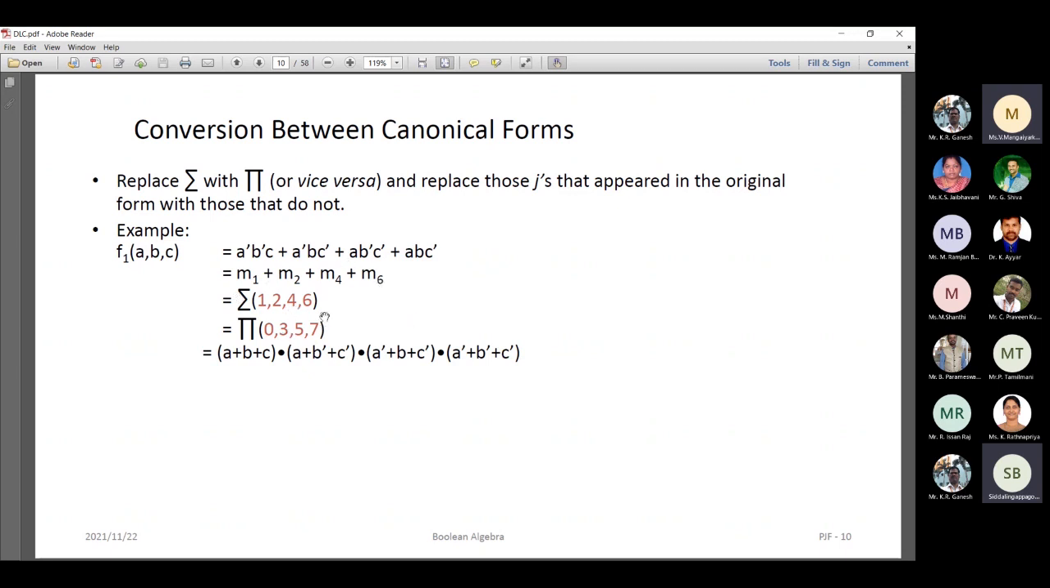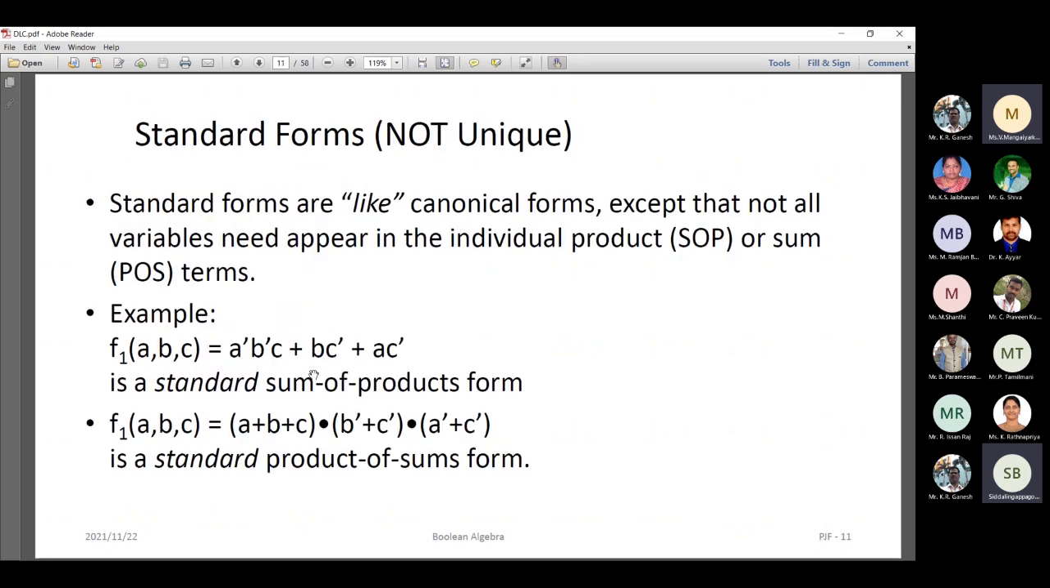So the complement of this becomes a max term, and we write a max term this way, right? If 1 is there in a max term, we write it as complement; if 0 is there, we write it in non-complement form, right? So this is called a standard form. As I said, there are two forms: one is the standard form and the other is the canonical form. So this is a standard form.